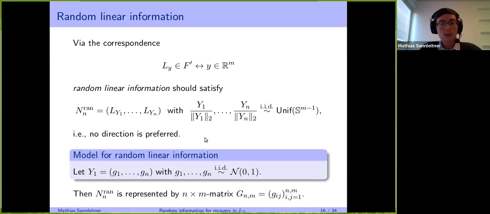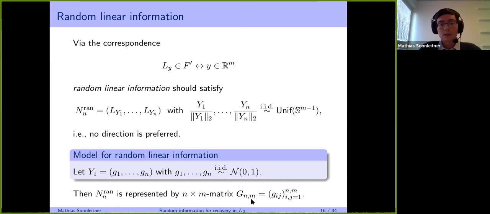And if we take as a model now the Gaussians, so we take a Gaussian random vector given by n standard Gaussians, then in fact independent copies of this vector satisfy this. So our random information will be given by Gaussian measurements, and the random information map is then represented by such a Gaussian n times m matrix like this.